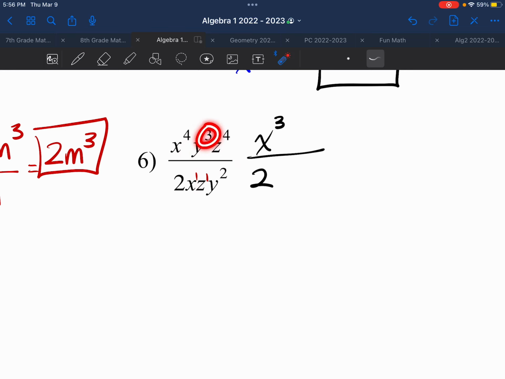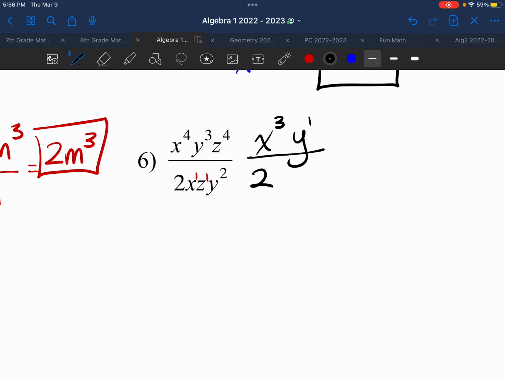And then finally, we're going to do our z's. I have a z to the power of 4 and a z to the power of 1. Again, the top has a higher power. So the z is going to live where the higher power lives, in the top. And then I'm going to do top minus bottom. 4 minus 1 is 3. And I'm almost done. Usually we don't write this power of 1. So the final simplified answer here is going to be x to the power of 3, y, z to the power of 3, all of that divided by 2. Final answer, and box it.